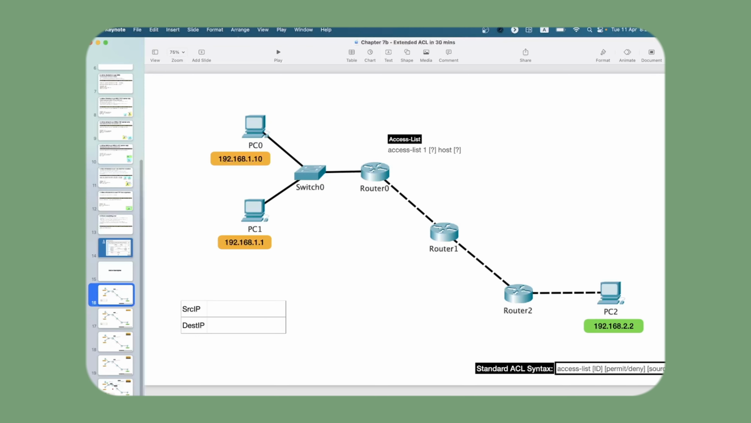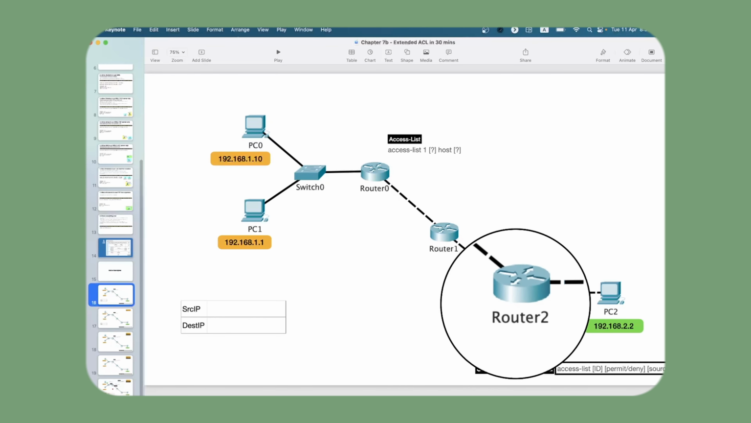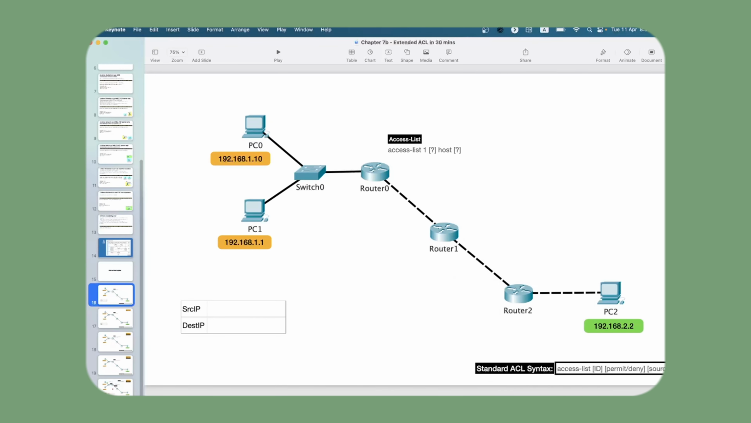Now in the exam, if you panic, you just do it in any router that you can configure. That one means that is the right router. But the right way is you have to think first whether you want to do a standard ACL or extended ACL. In the case of standard ACL, the best router to do it on is here, Router 2, in this example.